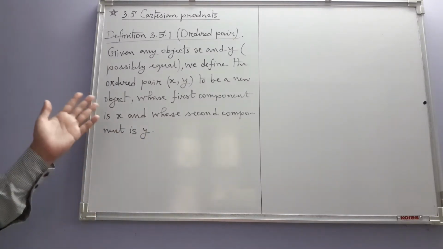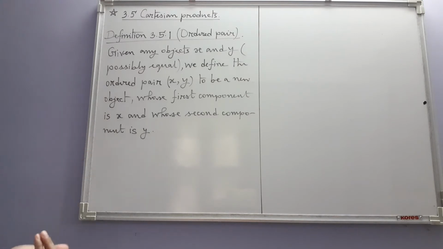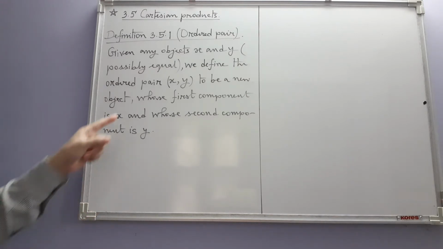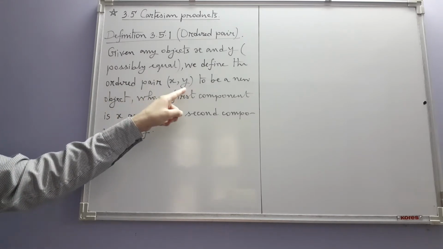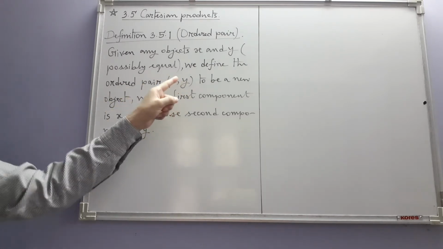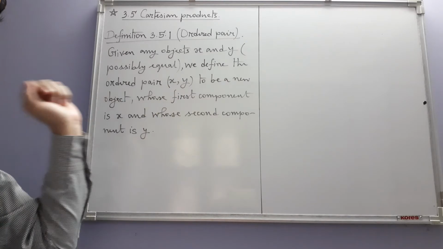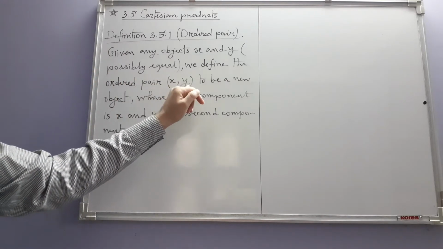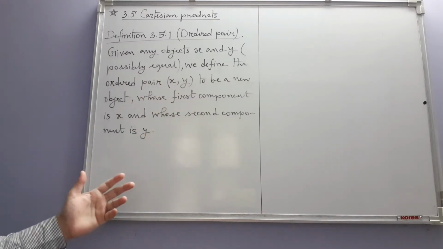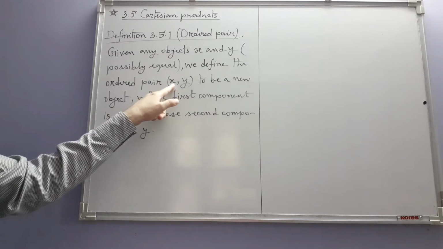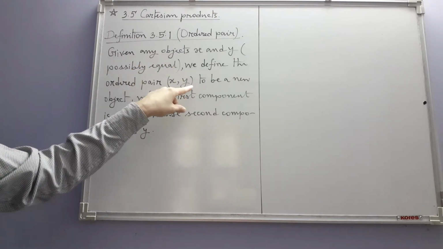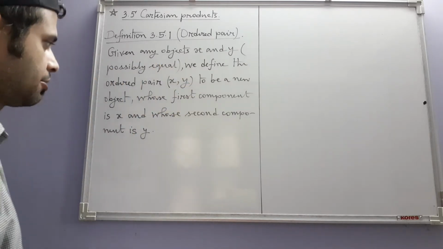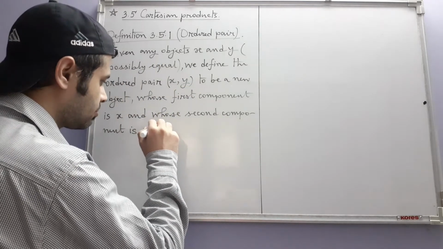So if we are given two objects x and y which may or may not be equal, then we define an ordered pair to be a new type of object which looks like this, which has x as its first component and y as its second component. We sometimes also say that x is the first coordinate of this ordered pair and y is the second coordinate. That also sometimes we say.